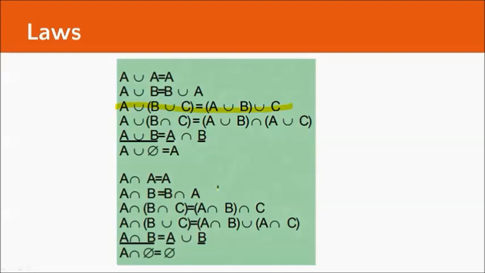So these are the laws. Again, A intersection B intersection C is equal to A intersection B, and then intersection C. A intersection (B union C) is equal to (A intersection B) union (A intersection C). And the complement of A intersection B is equal to A complement union B complement. It is equal. And A intersection empty set is equal to the empty set. So these are the laws.